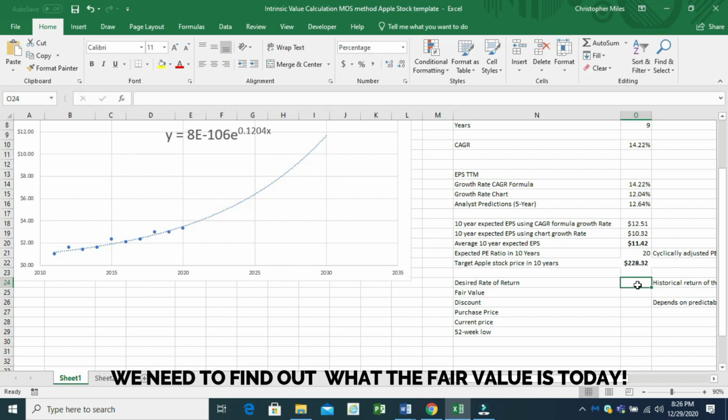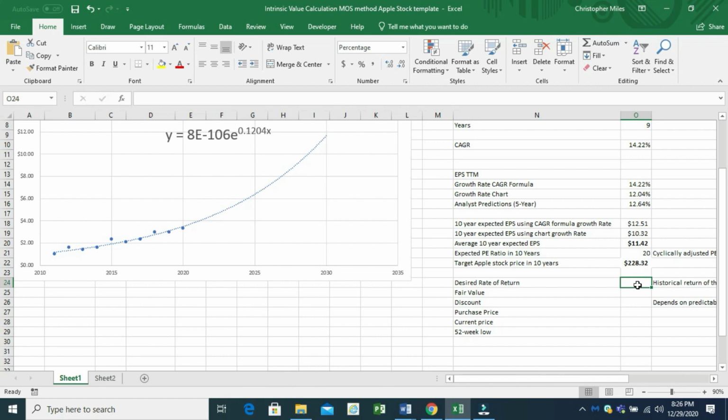We need to find out what the fair value is today. So I'm going to discount that value by a rate of return that I would find acceptable over the next 10 years. So to me, I always use 15%. And that might seem high to some people, it might seem low to others, but the reason I use 15% is because the historical return of the S&P 500 with dividends is somewhere around 9.8%.